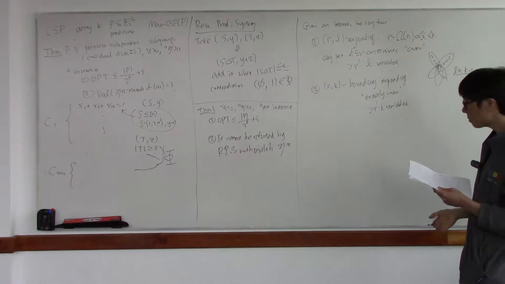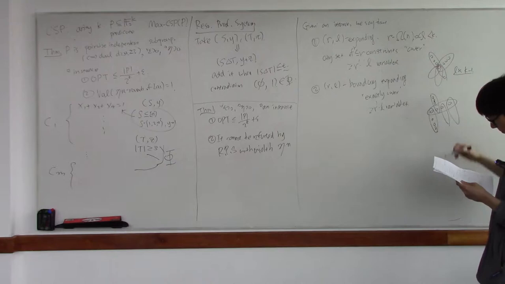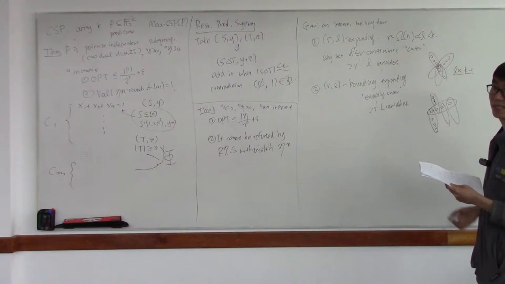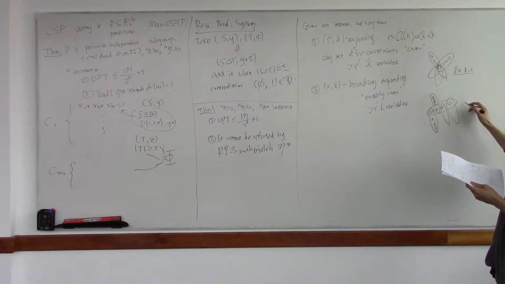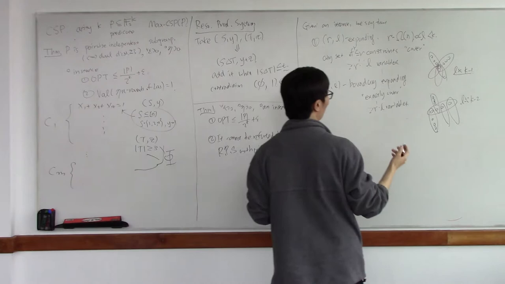And then for boundary expanding, one example I got is something like this. Sorry for stopping you, but what is K? K is the arity. In all these examples, K is probably 4. So for boundary expanding, we can't hope for much bigger than K minus 2, which is kind of intuitive. But we can prove that these are basically the worst case.